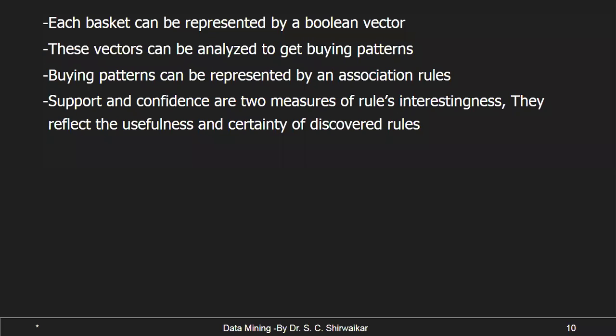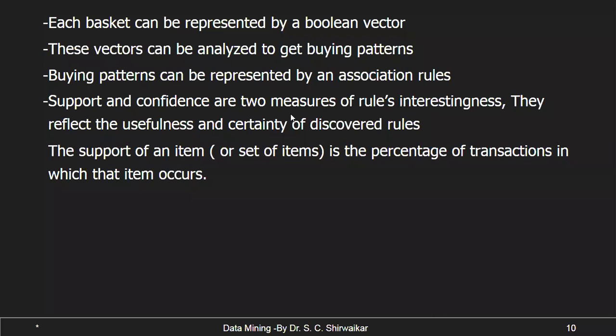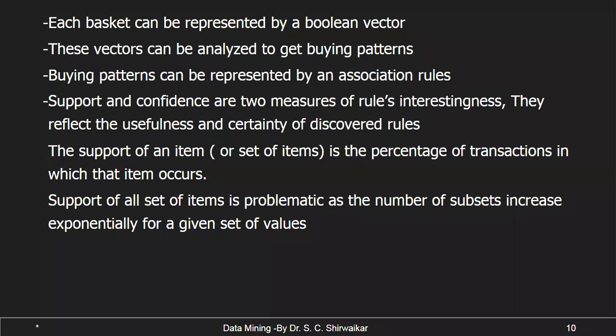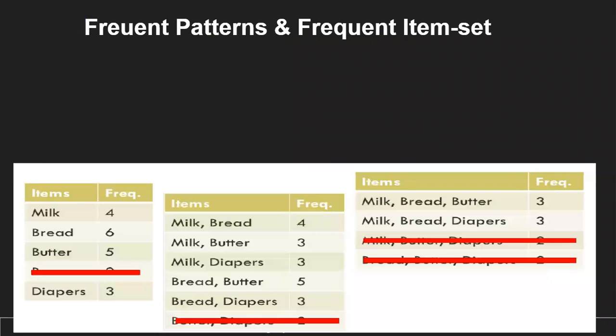And there are two measures, support and confidence. These are the two measures of that concept. What are those, we'll see in detail. The support of an item or set of items is the percentage of transactions in which those items occur. So we'll see in detail what exactly it is. Before support and confidence, we have to focus on frequent patterns and frequent item sets. So can anybody tell me, according to that example, what exactly is a frequent pattern or frequent item set?